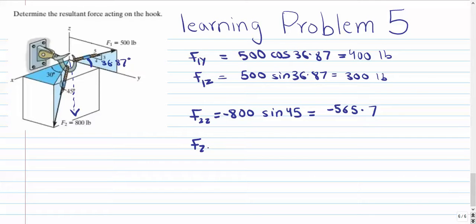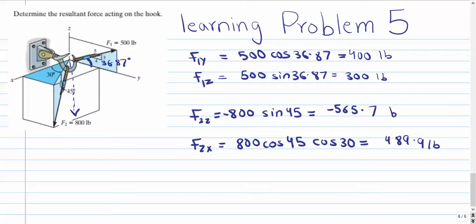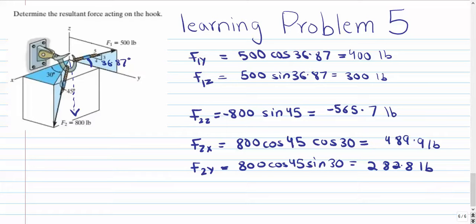Component along the x-axis. This would be equal to 800 cos of 45 cos of 30 degrees, and this would be equal to 489.9 pounds. And along the y-axis, 800 cos of 45 sine of 30 degrees. And this will be equal to 282.8 pounds.